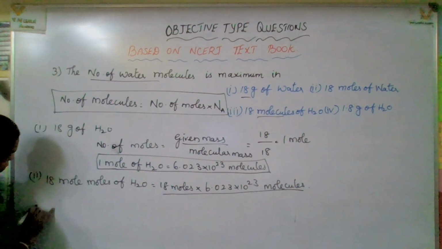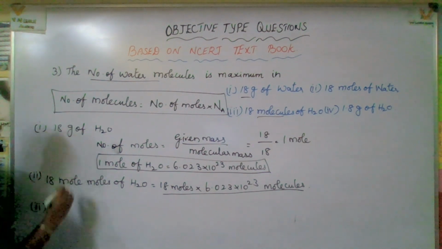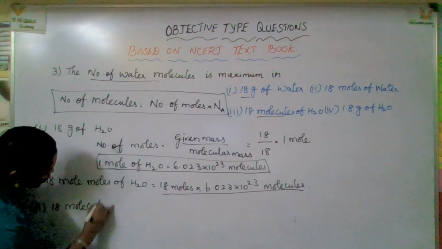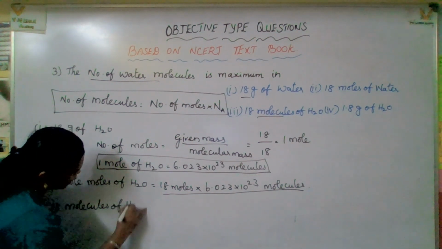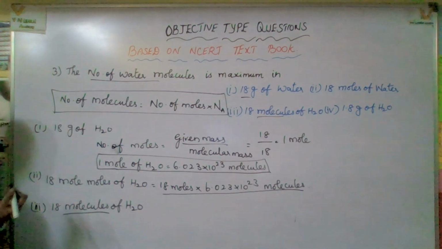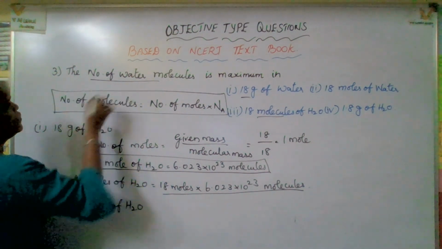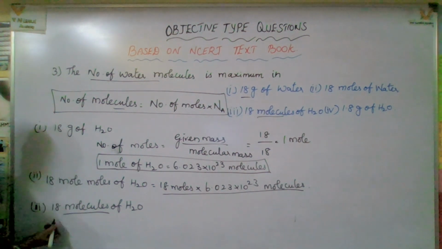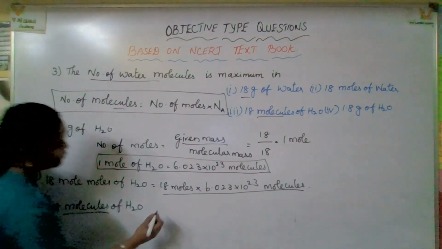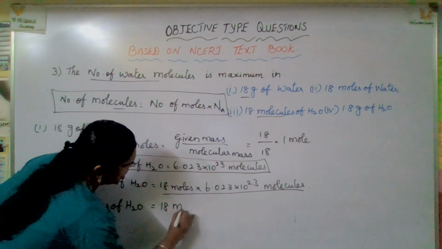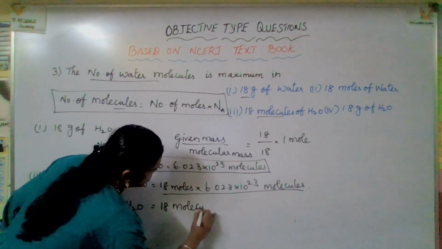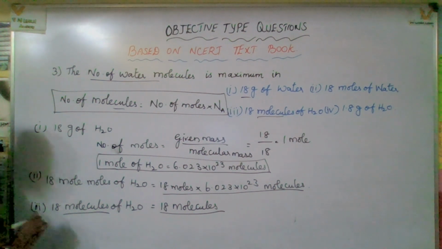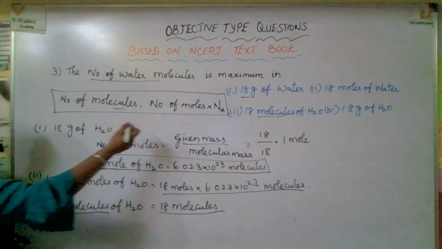Now the third question: 18 molecules of water. See, here directly they have given molecules only. Number of molecules equals number of moles into Avogadro number. Here 18 molecules only they have provided. The answer is 18 molecules. Right. Okay. Now the fourth one.